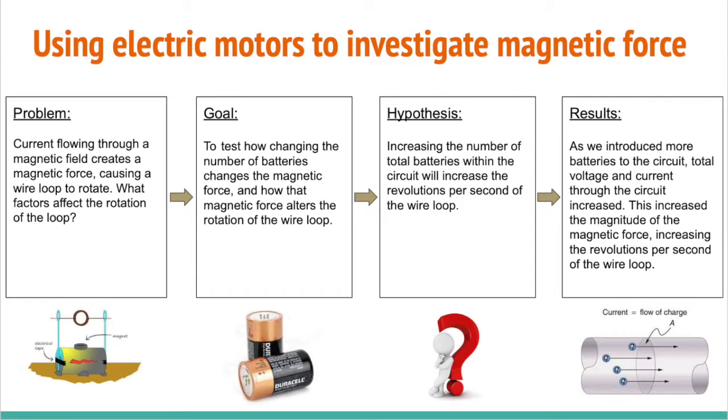We hypothesized that increasing the number of total batteries within the circuit will increase the revolutions per second of the wire loop. Our results show that as we introduced more batteries, total voltage and current through the circuit also increased. This increased the magnetic force, increasing the revolutions per second of the wire loop.